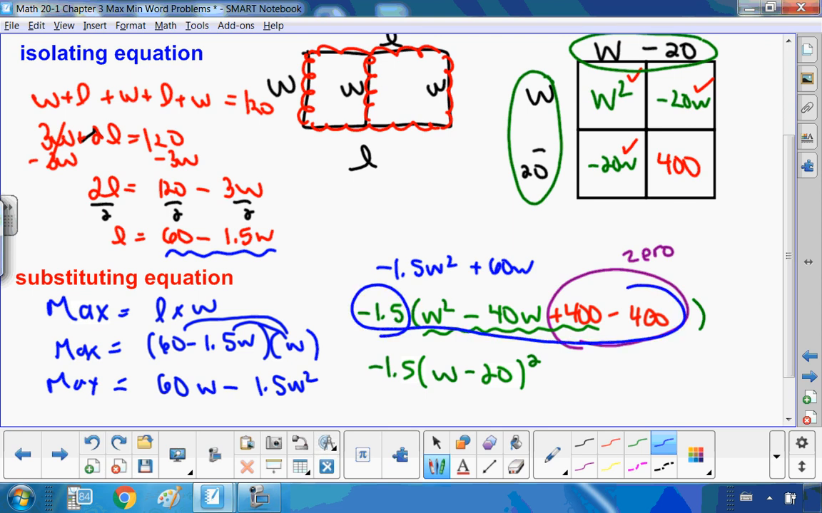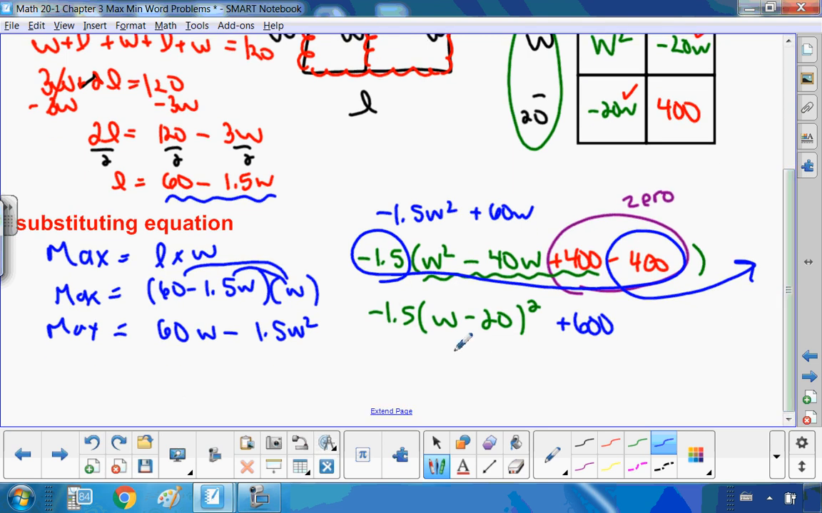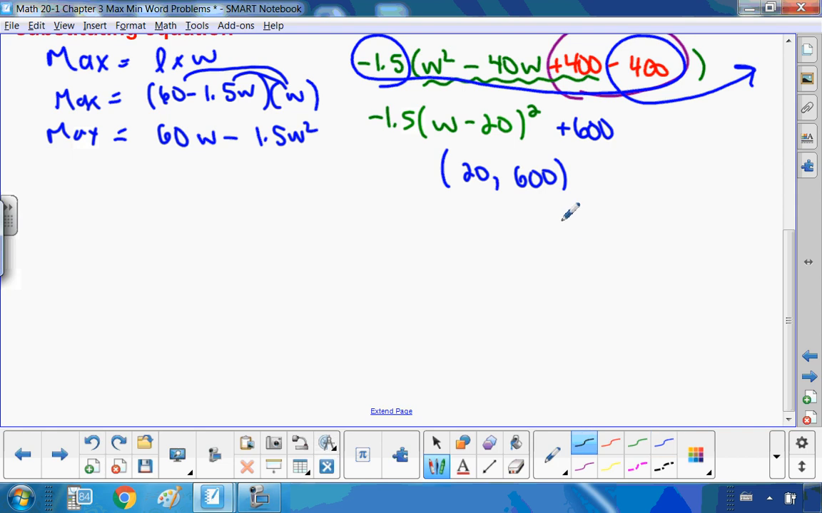So to take it out, I'm going to multiply negative 1.5 times negative 400, and I get positive 600. So that's what comes out is positive 600. So let's state our vertex. Opposite on the inside, same on the outside. Remember, when it comes to your vertex, the y-coordinate or q-coordinate is what the max or min is. The x or p coordinate is when the max or min occurs. So what is it? Well, that's my maximum area. So my maximum area is equal to 600 meters squared.